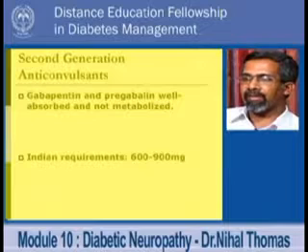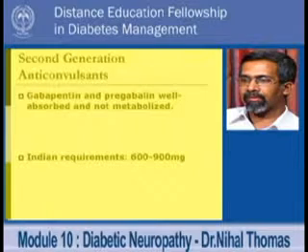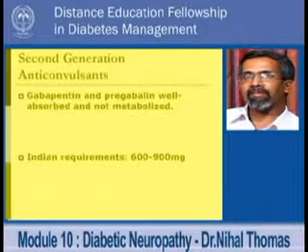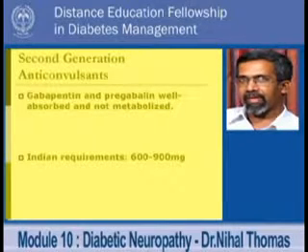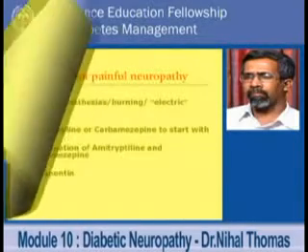Second generation anticonvulsants like gabapentin and pregabalin are well absorbed and not metabolized. The Indian requirements are much less than what you actually give for subjects who have neuropathy in the West, and a maximum dose of 600 to 900 milligrams is adequate.